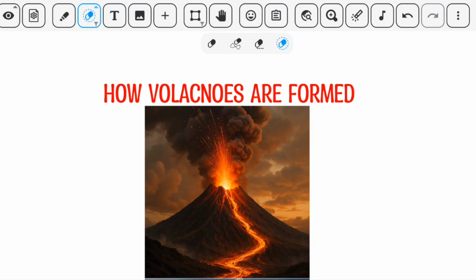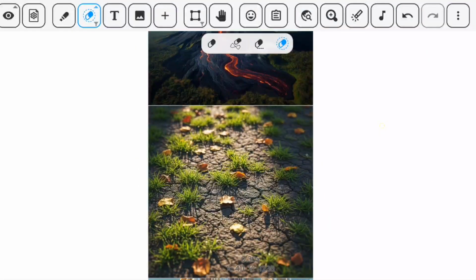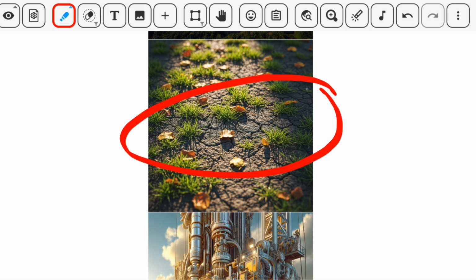How volcanoes are formed. To understand the concept of volcanoes, first we need to understand the concept of ground and the interior structure of the earth. This is the ground, this is the normal ground. They will live, they will reside, they will stay here, and we make houses and we live.